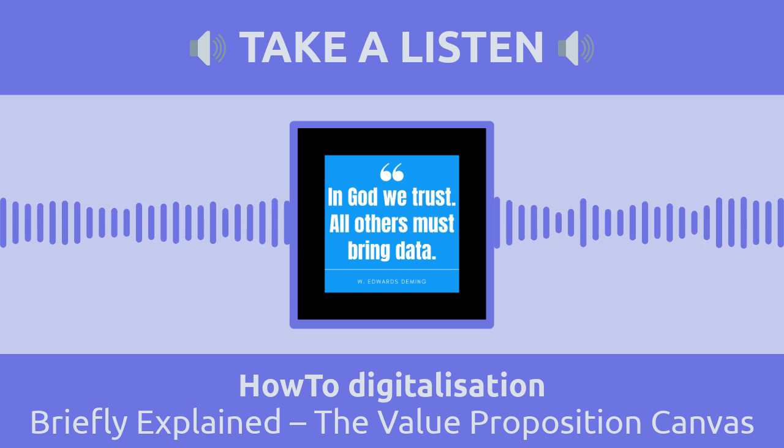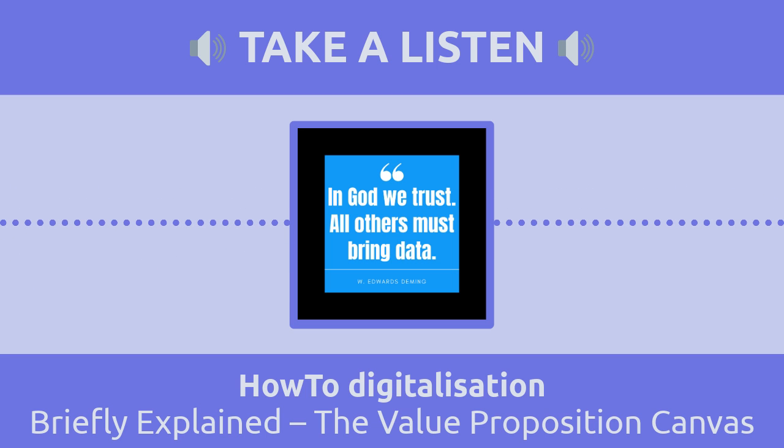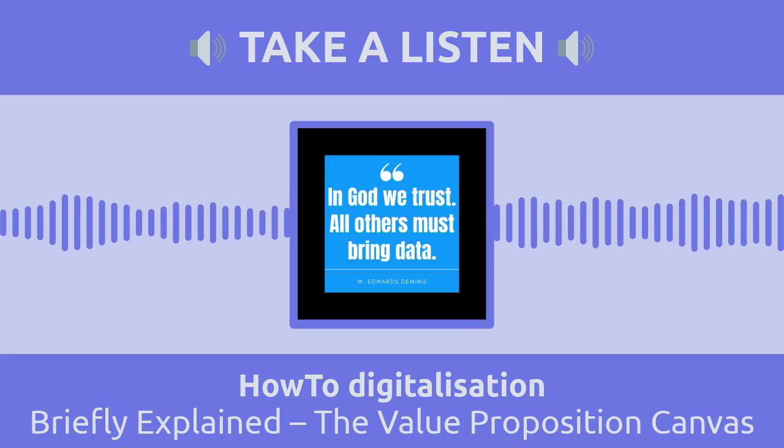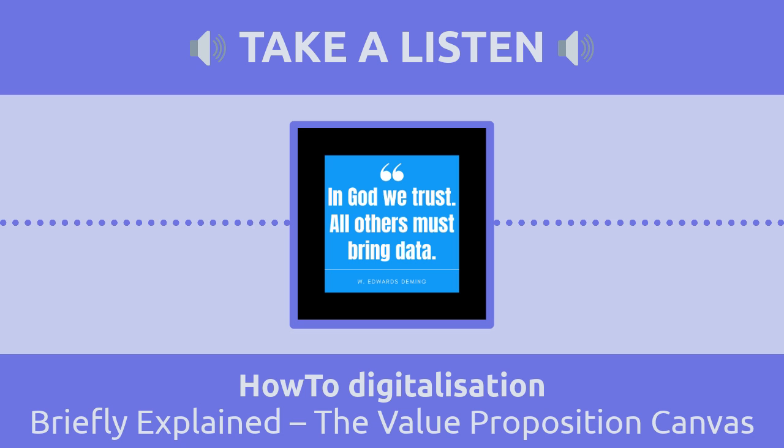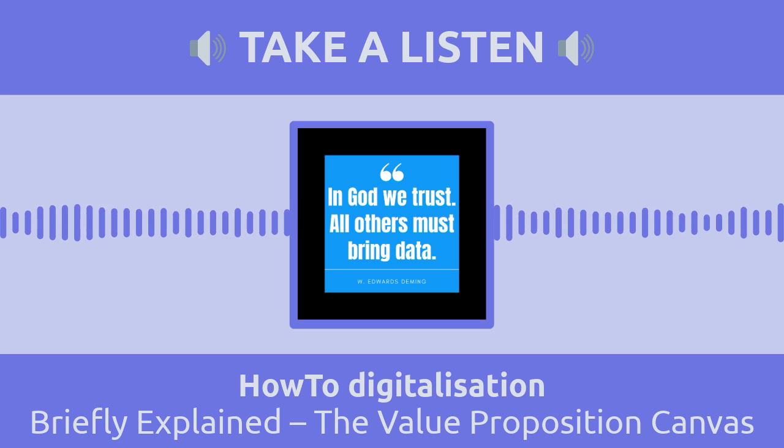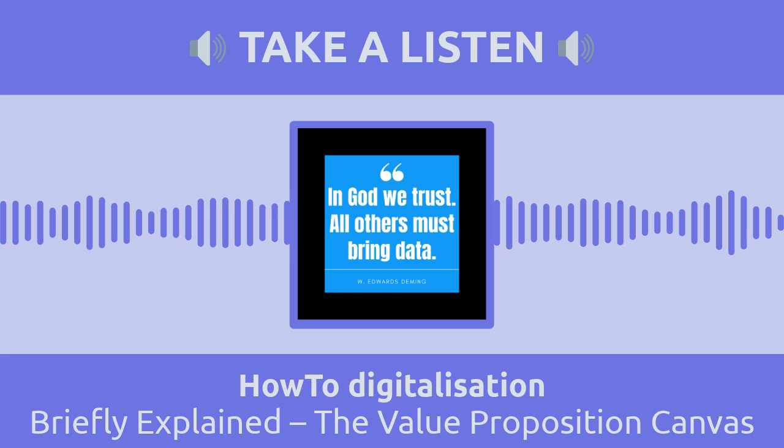The default order starts on the customer segment page. Start with the customer jobs, and then continue with pains and gains. Then go to the value proposition page and edit the products and services first, then the pain relievers and finally the gain creators.